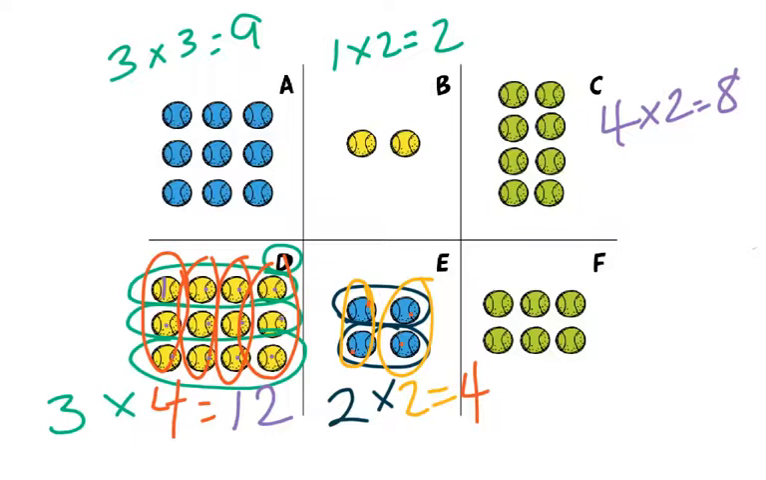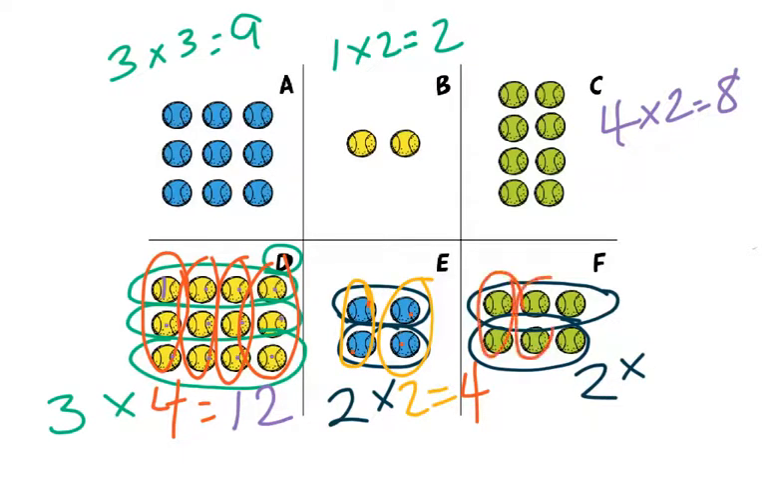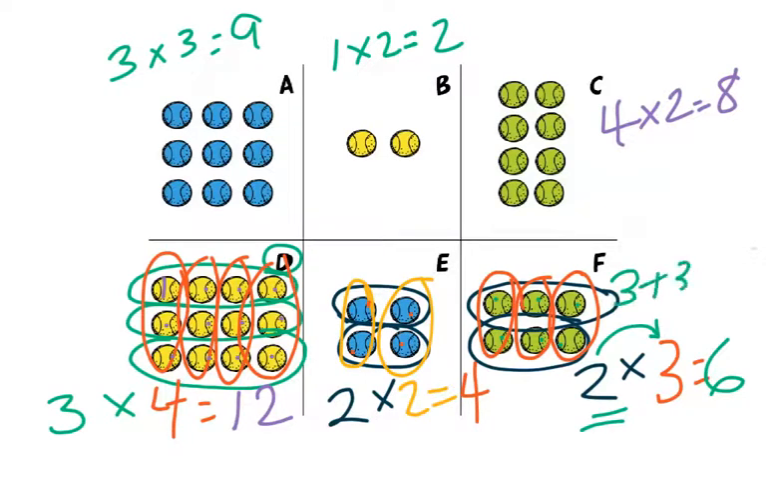And the very last one, let's take a look at F. We have 2 rows, 2 times, let's see how many columns we have. 1, 2, 3 equals, we're going to count them up. 1, 2, 3, 4, 5, 6. Or we could say, because it's times 2, we just double the 3. 3 plus 3 equals 6. I hope we're remembering this.